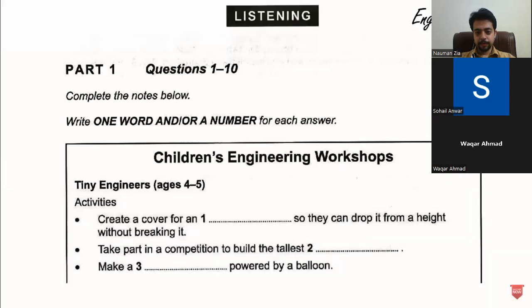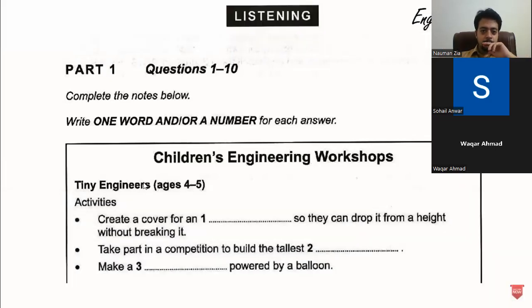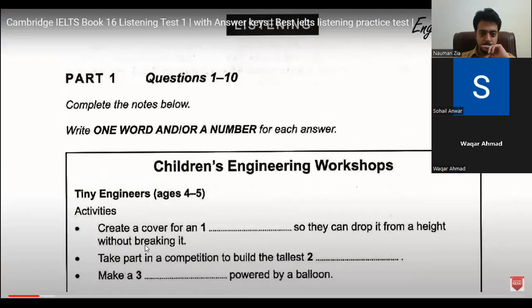Hello, Children's Engineering Workshops. Oh, hello. I wanted some information about the workshops in the school holidays. Sure. I have two daughters who are interested. The younger one's Lydia. She's 4. Do you take children as young as that? Yes. Our tiny engineers workshop is for 4 to 5-year-olds. What sorts of activities do they do? All sorts. For example, they work together to design a special cover that goes round an egg, so that when it's inside, they can drop it from a height and it doesn't break.